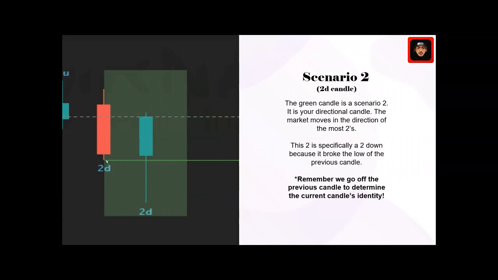You can see the green line. We broke the low of the previous candle. So this candle right here is a two down because it broke the low of this candle right here, which is the previous candle. All right.